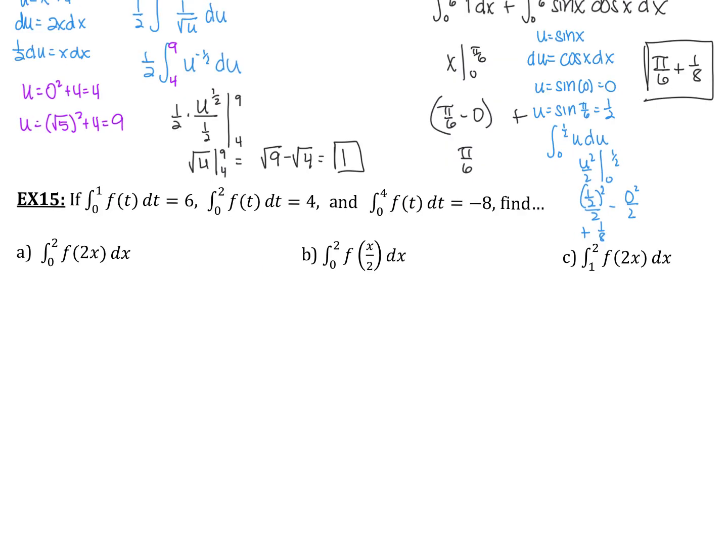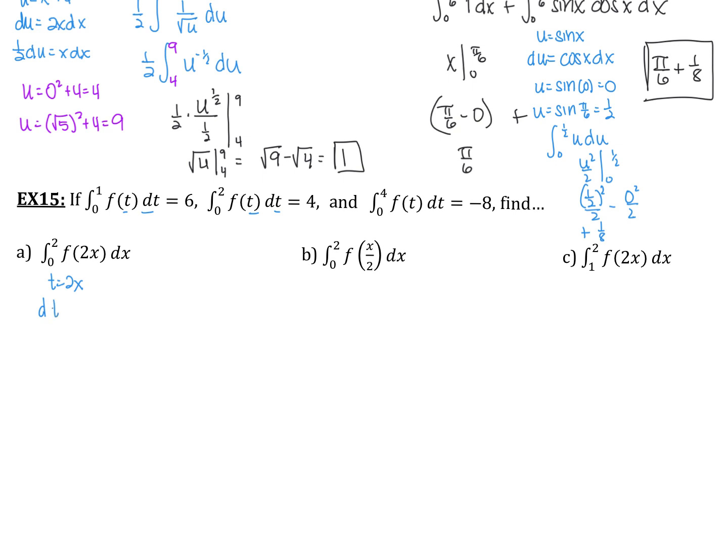Okay, this first one. This says the integral from 0 to 2 of f of 2x dx. I don't have an f of 2x anywhere. So what I'm going to do is a u substitution. If we let t equal 2x, and the reason I'm choosing t is mostly because all of these variables up here are t.